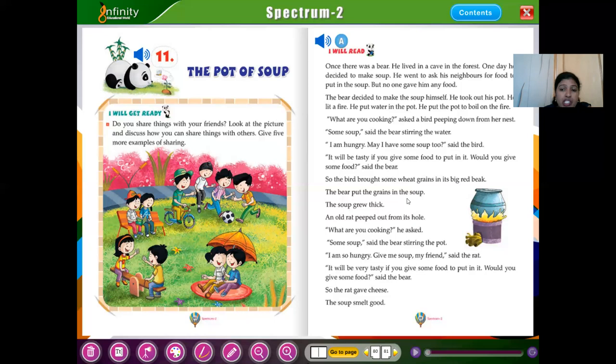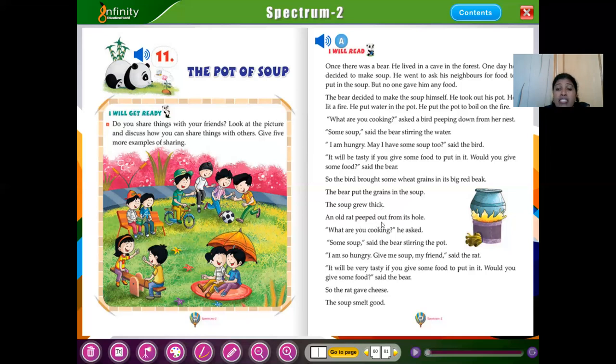Just remember, children, in the beginning of the lesson, the bear asked his neighbors for food to put in that soup. But no one gave any. But now he got what? Wheat grain from the bird. The bird is also one of the bear's neighbors. When the bear put the grains in, the soup grew thick. First, it was only water. Now, when it has grains added, it becomes thicker, okay?